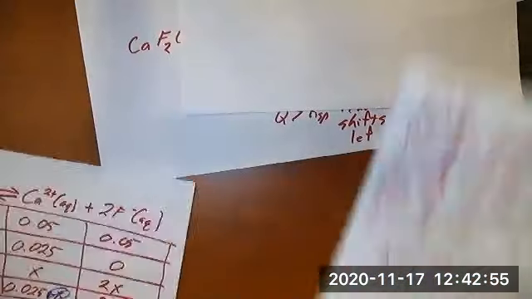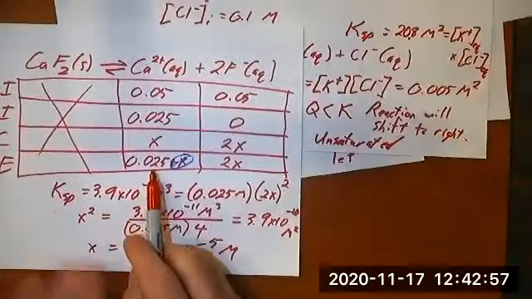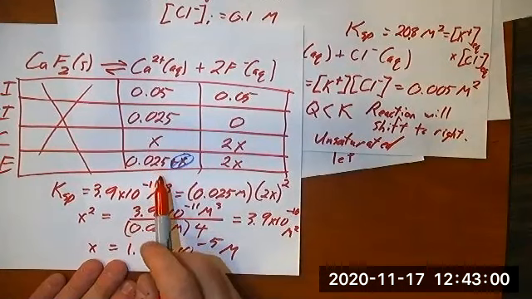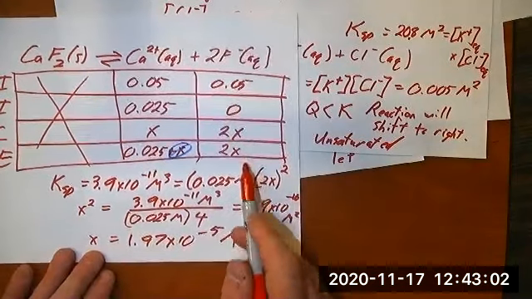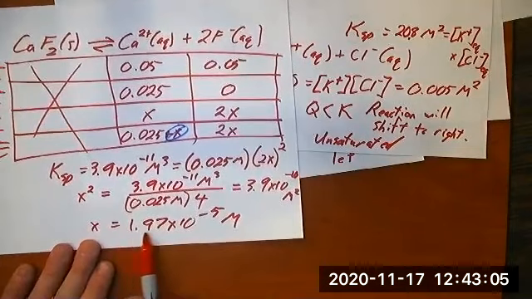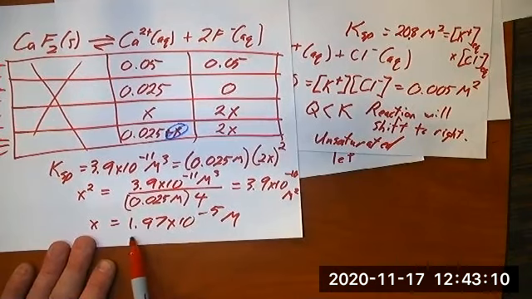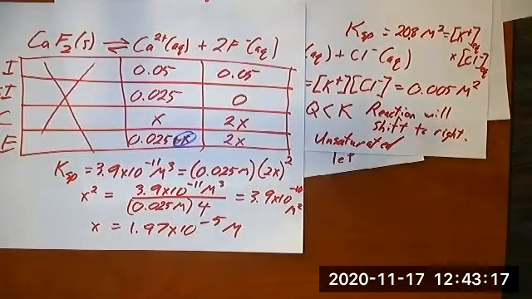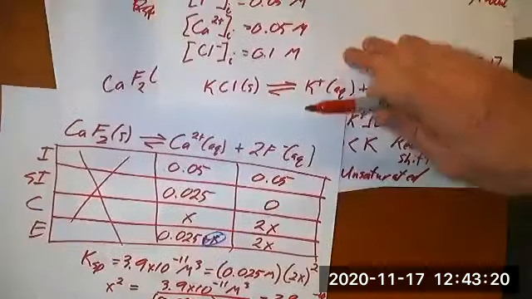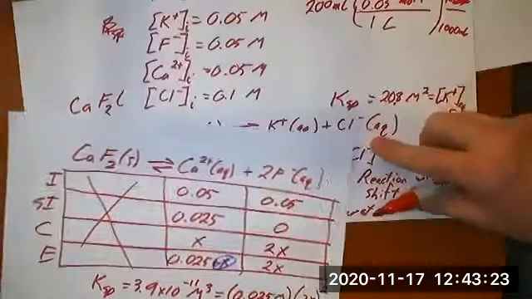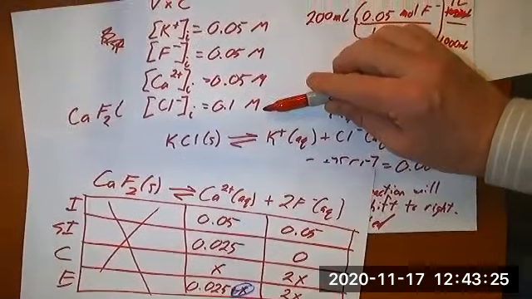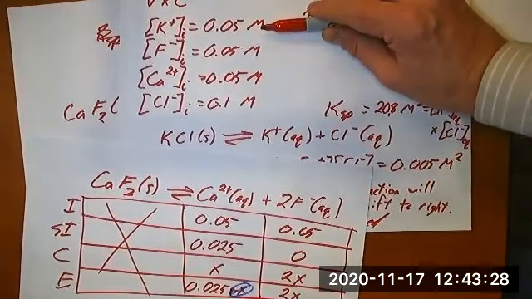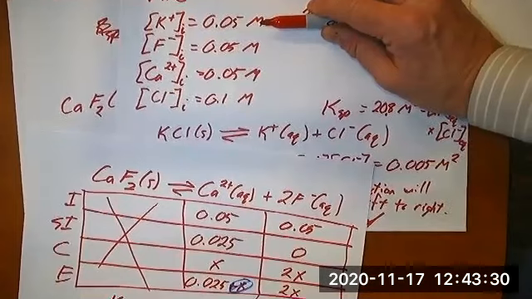How much calcium remains in solution? Well, 0.025. How much fluoride remains in solution? 2x. So if 1.97, we weren't really tracking sig figs in this, but call it 2 times 10 to the negative 5, so it's going to be 4 times 10 to the negative 5 molar fluoride. It's going to be what's left in solution. And the other 2 ions, the chlorine and the potassium, are unchanged from their initial states because they did not participate in anything that precipitated.